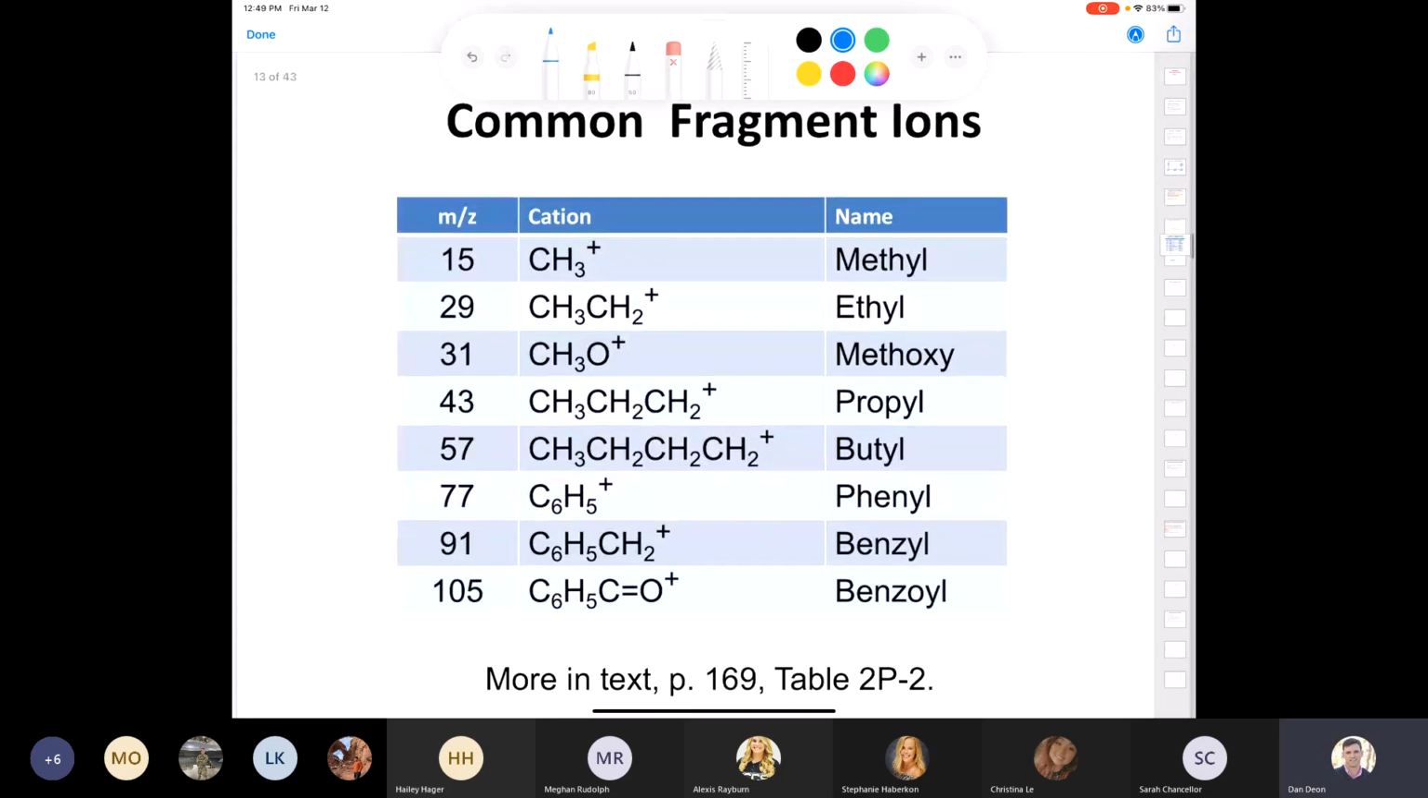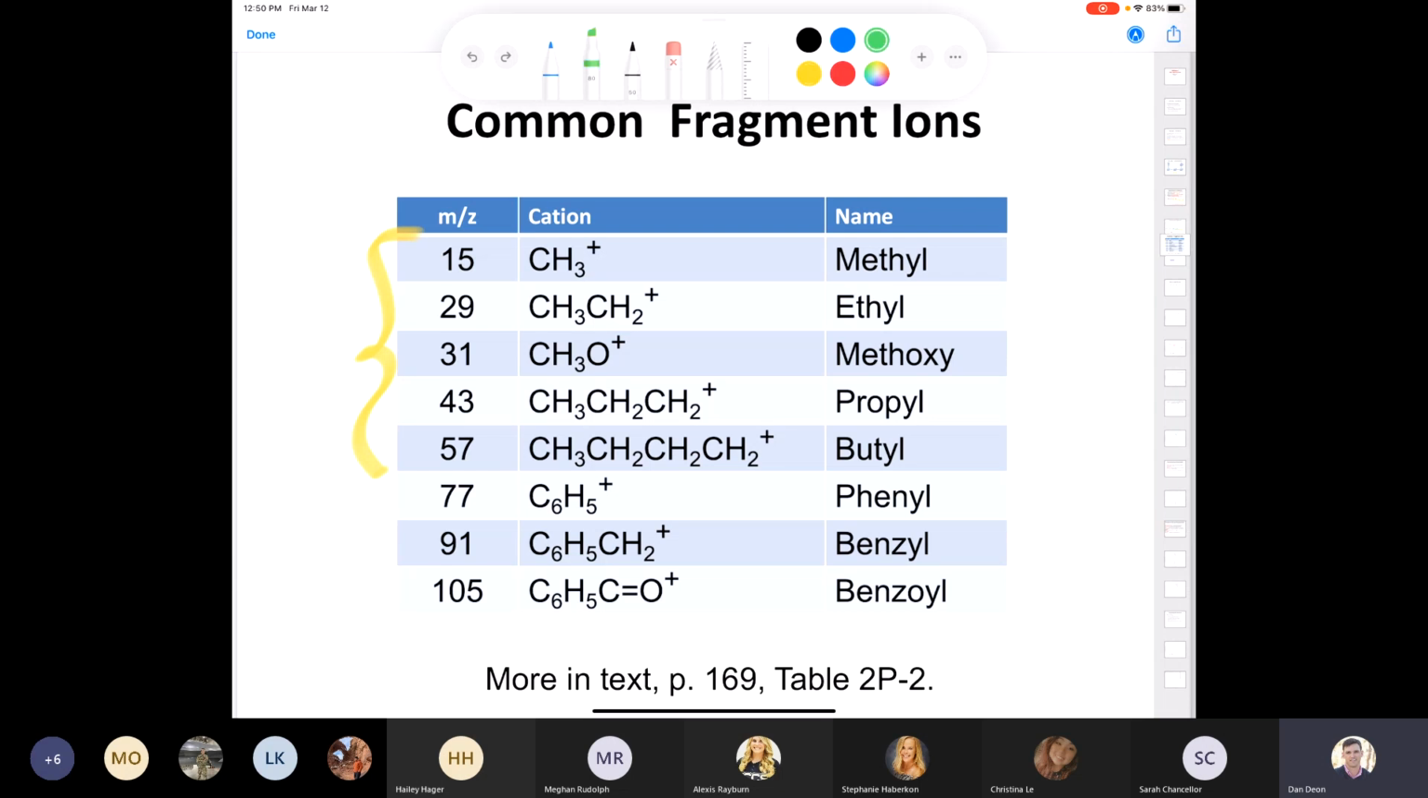All right, now some of the fragments that we saw, not Avogadro's number of times, but many times in the lecture course were 15, 29, 31, 43, and 57. A methyl, ethyl, propyl, and butyl cation. Now the methoxy, I think it might have come up once, but methoxy is quite common as well when we have ethers or esters. So we're going to have to be on the lookout for that one as well.